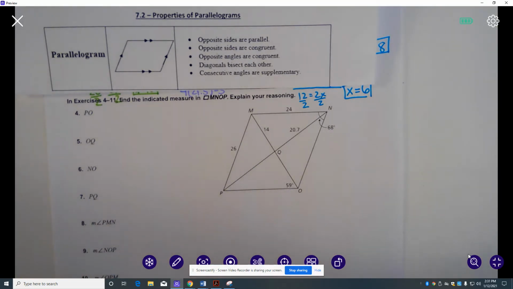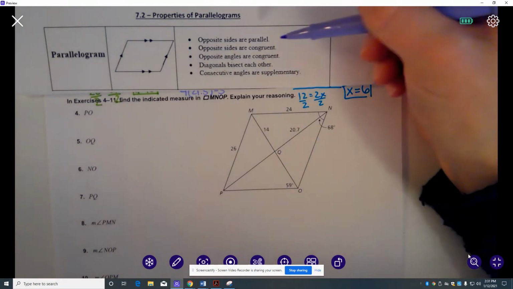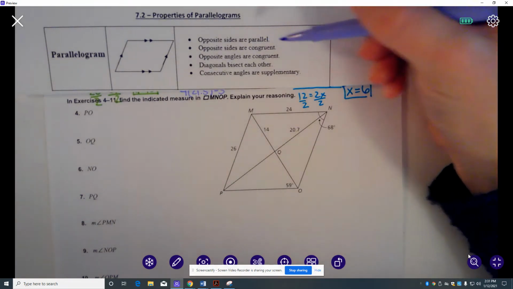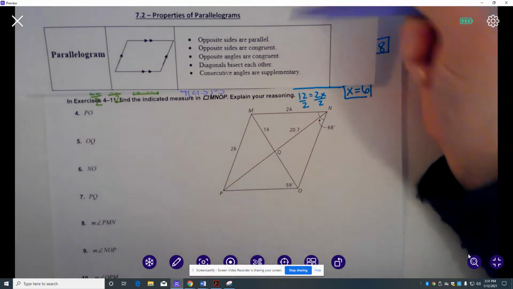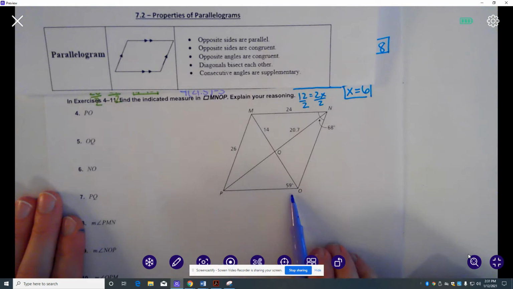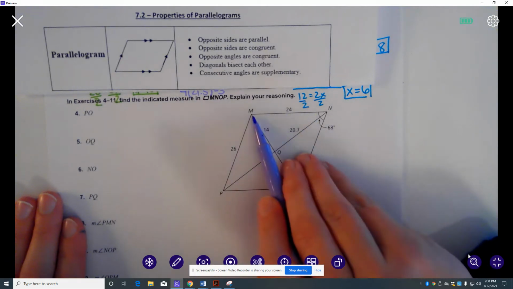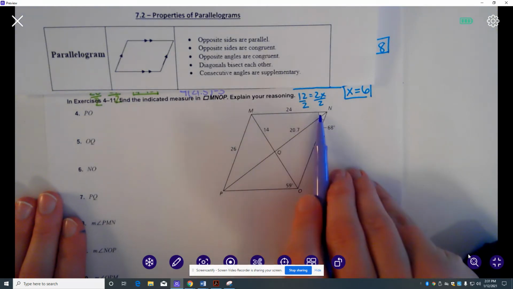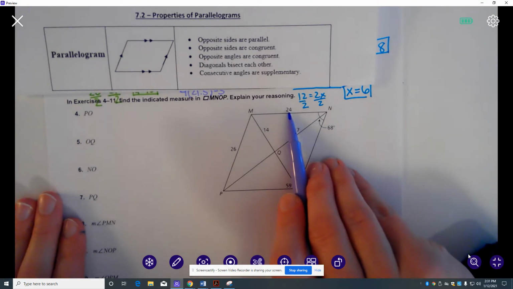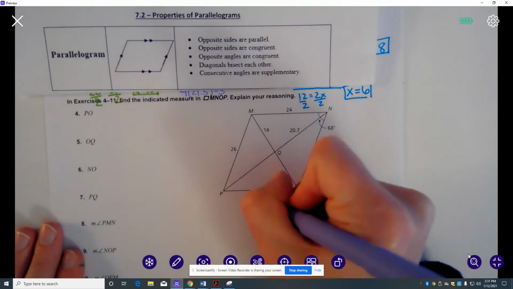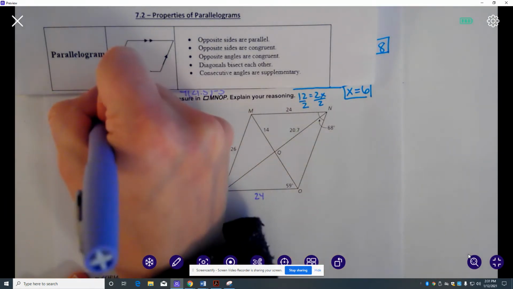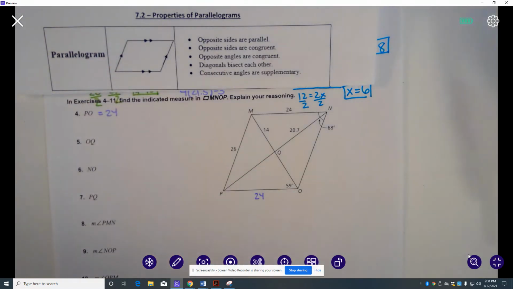So in terms of properties, I want to know what kind of properties of parallelograms deal with sides. So we know opposite sides are parallel. That doesn't really help me find lengths, but I do know that opposite sides are congruent. So to find the length of PO, if I look at the opposite side of this parallelogram, I see it has a length of 24. Well, PO is congruent to this side, so the length of PO must also be 24 units.